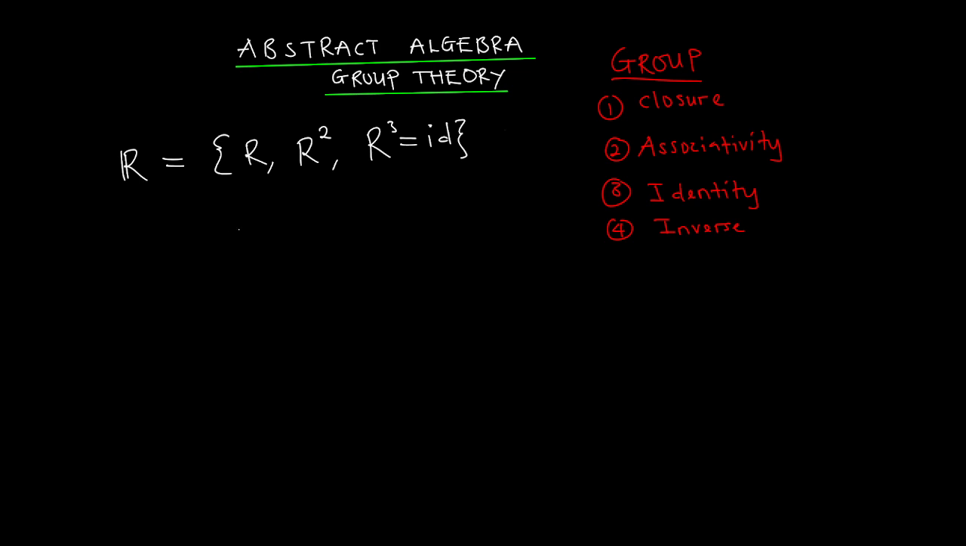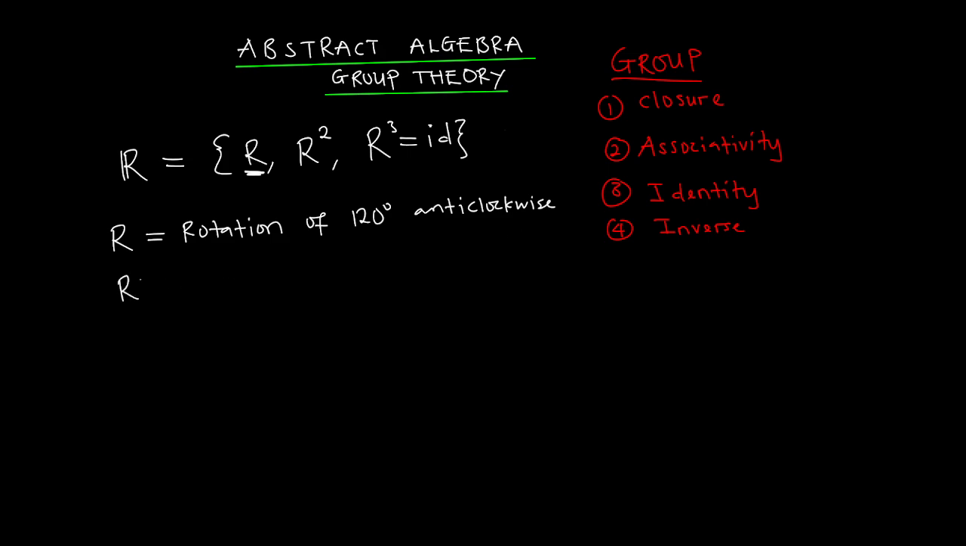So whenever you see R, what is R? This element, I'm talking about this element now. R means rotate 120 degrees anti-clockwise. That's what R means. Rotate it 120 degrees anti-clockwise.